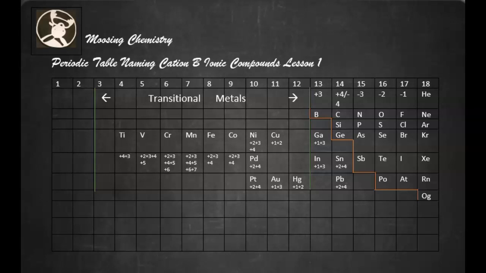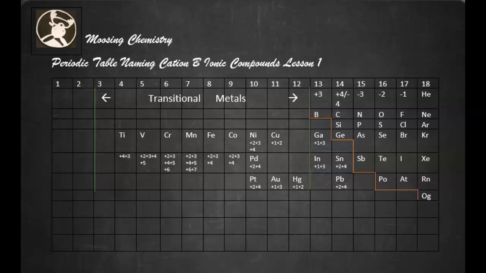This is periodic table naming Cation B ionic compounds, lesson 1. So what's the difference between a Cation B element and a Cation A element? Well, we learned in our last lesson on naming Cation A ionic compounds that Cation A elements only have one particular charge, right? Cation B elements have more than one charge. So let's do a couple of problems to see how this works, okay?